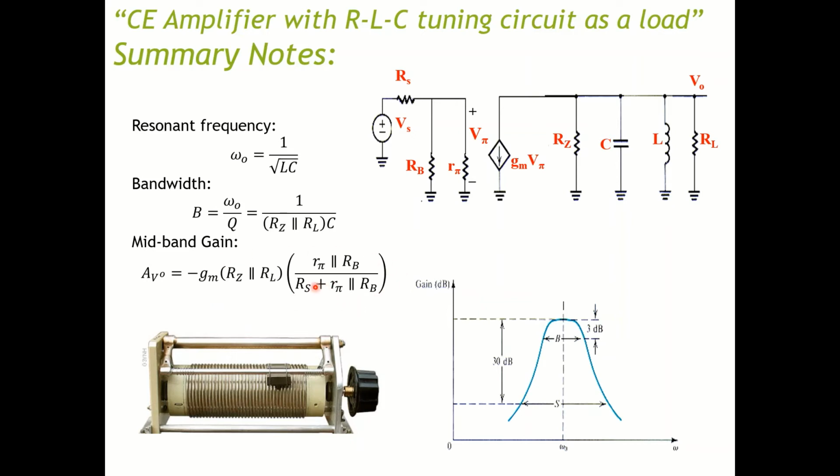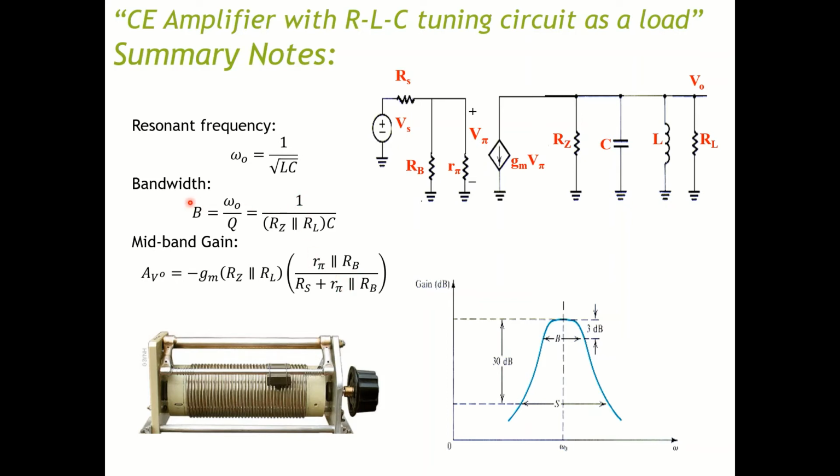So if you build a tuned amplifier circuit, and you want your circuit to have the ability to fix the gain but vary the frequency a little bit, then when you build your tuning circuit, you want the RZ to be fixed. It should not be variable.